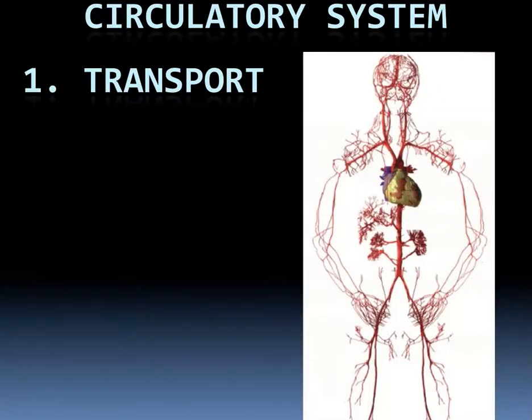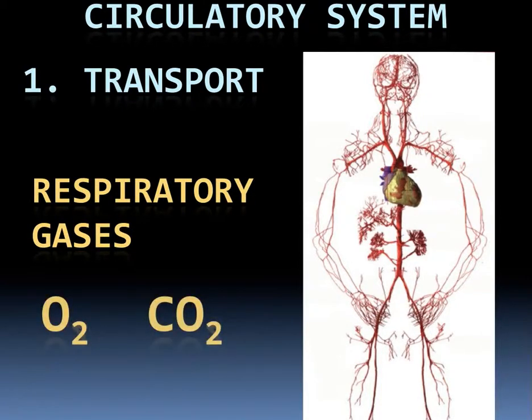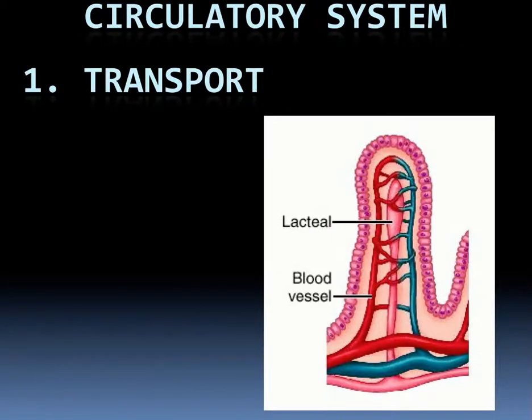Everything your cells need, everything your cells need to get rid of, it gets via the blood. And in this picture here, these are the major arteries of your body, and the heart clearly pumps everything through the arteries. And one key thing is your respiratory gases, whether that be oxygen in the hemoglobin, or carbon dioxide you're getting rid of, all the respiratory gases.